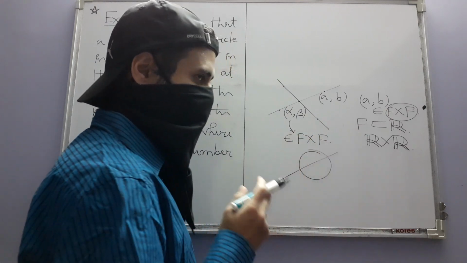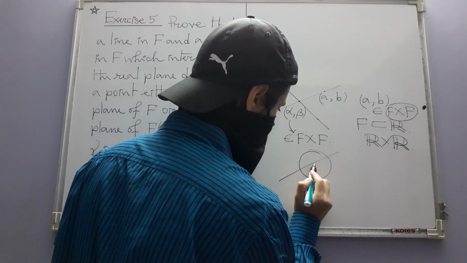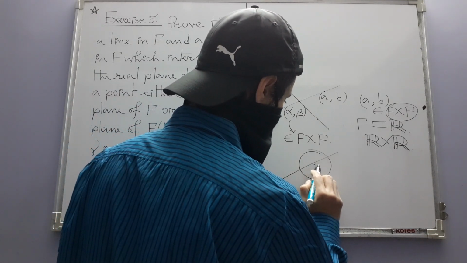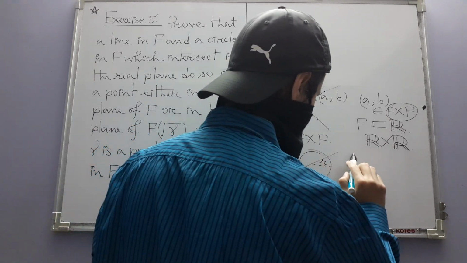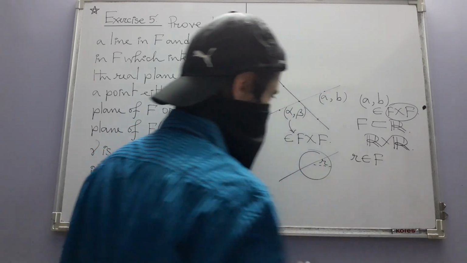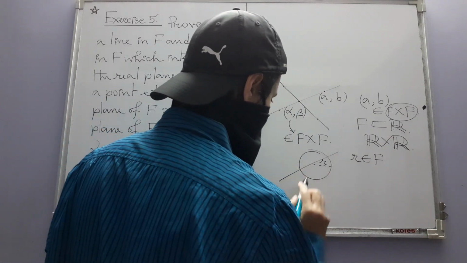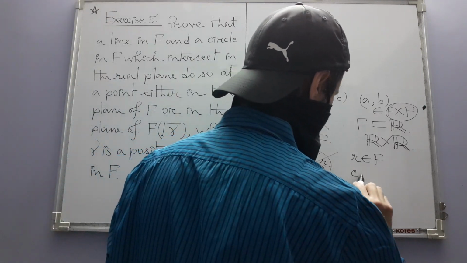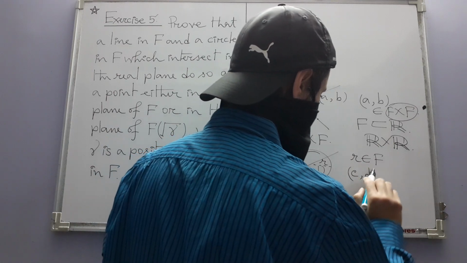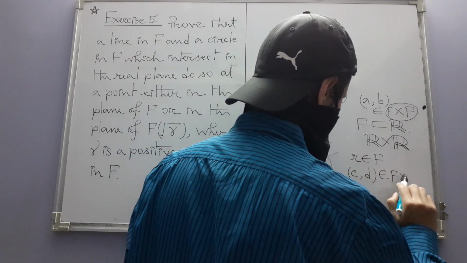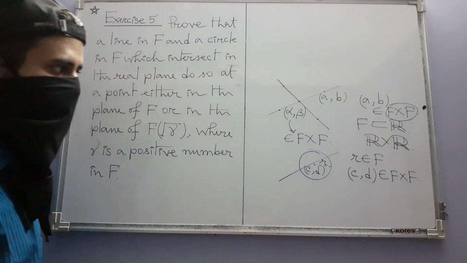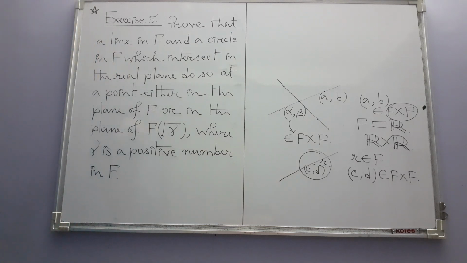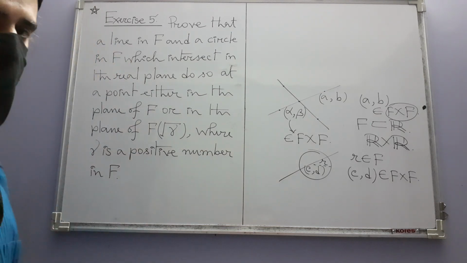We know what a line in the plane of F is. Now, a circle in the plane of F is a circle in the real plane which has some radius r that belongs to F, and also it has some center whose coordinates belong to F. In other words, this point belongs to the plane of F. Now, we are going to look at this situation today, and this is the exercise we have to solve for that.